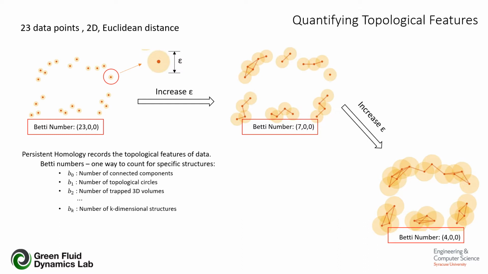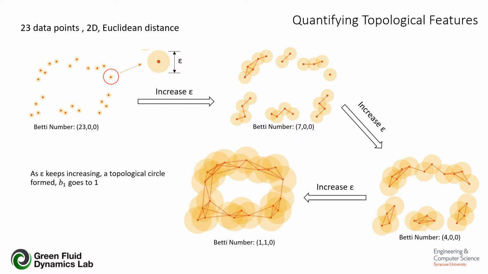As we said before, persistent homology records the topological features of data, and the Betti number is one way to count specific structures. Different Betti numbers count different topological structures. For example, for this one, with a very small epsilon value, no connections have been built. So Betti 0 equals 23, and each data point is individual. With a bigger epsilon, some points are connected, and we call this small cluster of connected points one connected component.